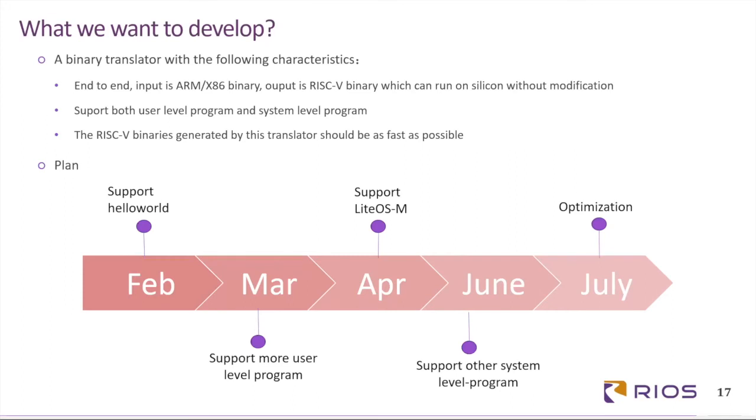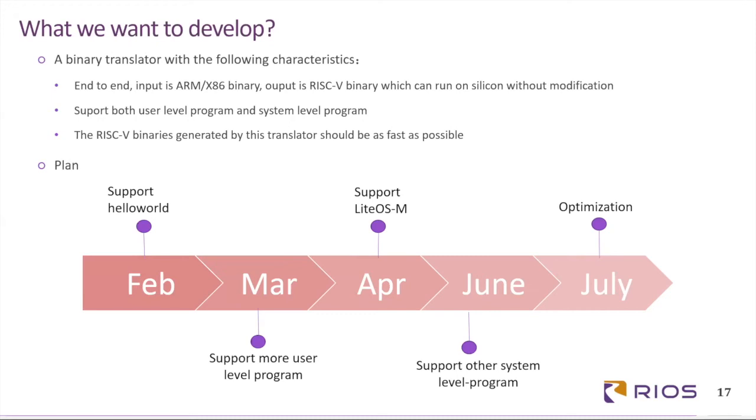So what we want to develop is an end-to-end tool. The input is an ARM or x86 binary, and the output is a RISC-V binary, which can run on real silicon without modification. It should support both user level and system level programs. And the RISC-V binary generated by this translator should be as fast as possible.